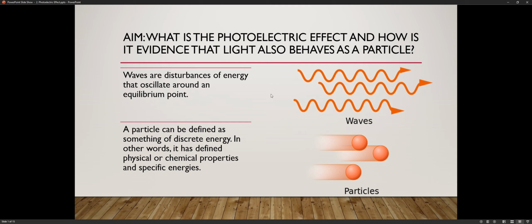particle. As a reminder, as a refresher, waves are just a disturbance of energy that oscillate around an equilibrium point, right? It's just energy. Waves are just energy. And a particle can be defined as something of a defined energy, right? It has physical or chemical properties and has specific energies. They don't really change at all. They're specific defined energies.